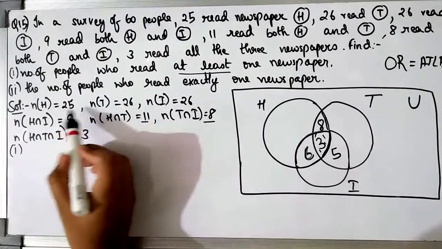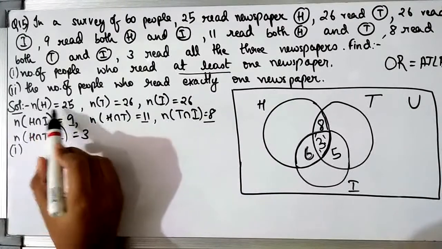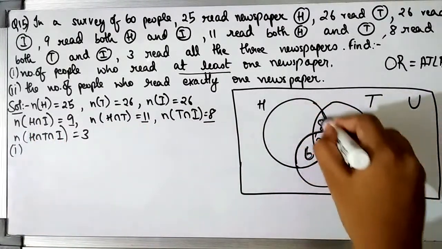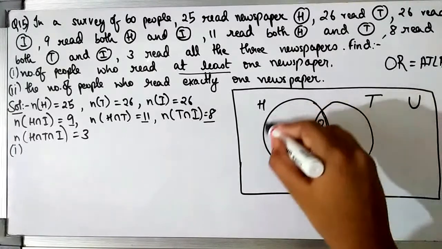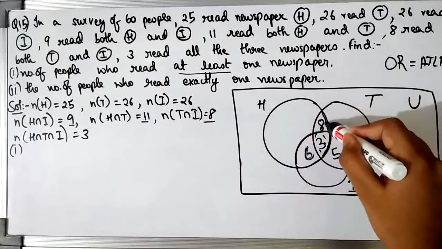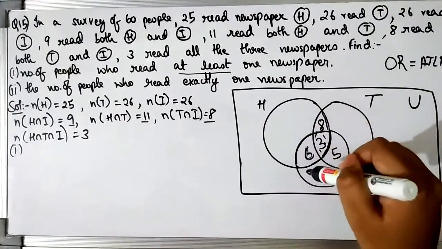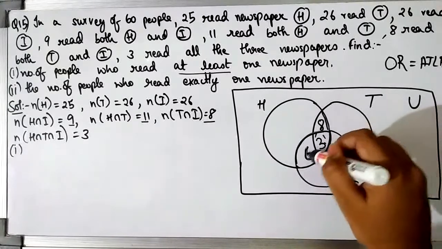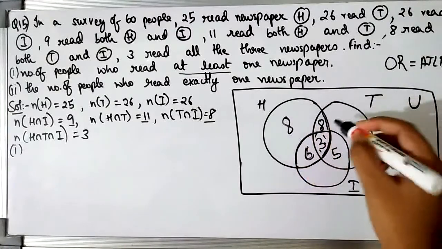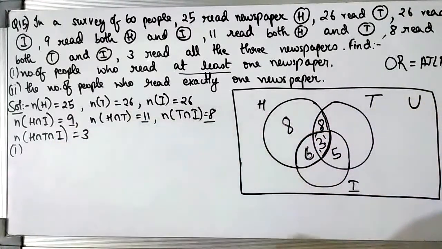Now you see the respective elements of all the 3 sets. Now let's first see H contains 25 elements. Now this whole H circle represents 25 elements, that is 25 people. But in this H circle I have already marked 8, 3 and 6 elements. So we are going to add 8, 3 and 6 and write the leftover elements. That is, leftover will be 8. So when you add 8, 8, 3 and 6, it makes up 25.